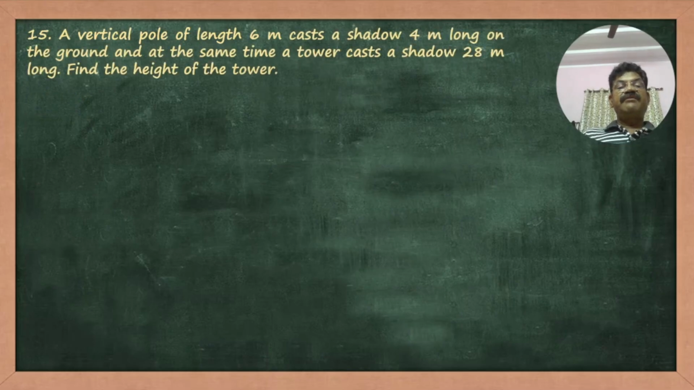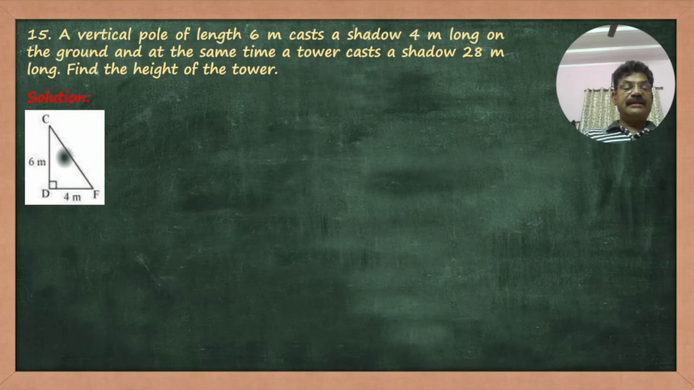15. A vertical pole of length 6 meter casts a shadow 4 meter long on the ground, and at the same time a tower casts a shadow 28 meter long. Find the height of the tower. So we are going to use similar triangle properties because the height and the shadow will be in the same proportion. For any height, a shadow will be there. For different height, different shadow will be there. So the ratios of heights and the ratios of shadows will be the same because they form similar triangles. So that concept we are going to use.